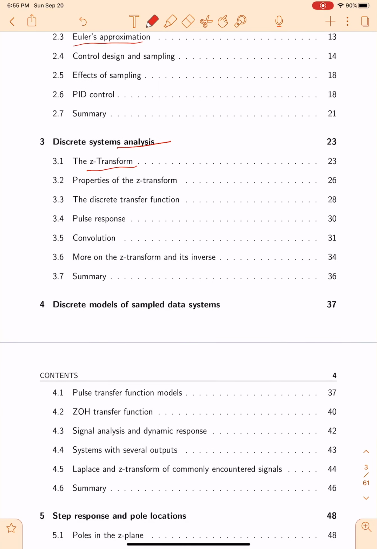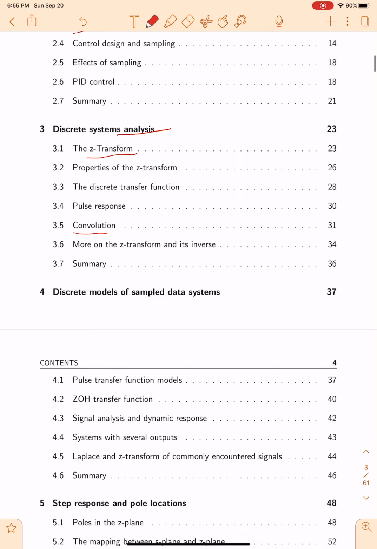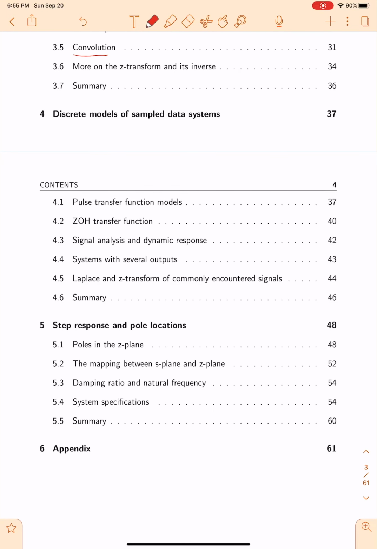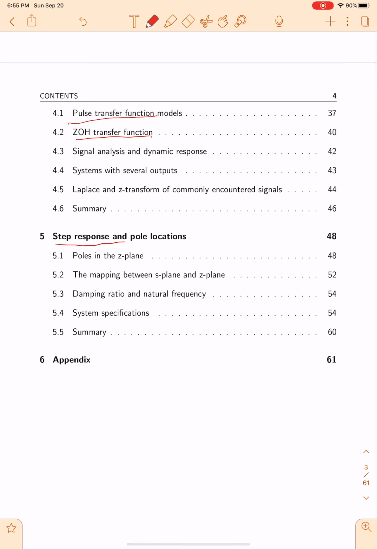And we will come to the topic of convolution, which we will discuss in our later videos. Then the discrete model of sampled data systems, pulse transfer function models, the ZOH transfer functions, and the last one is step response and pole locations. It's important that you revise these topics before moving on.